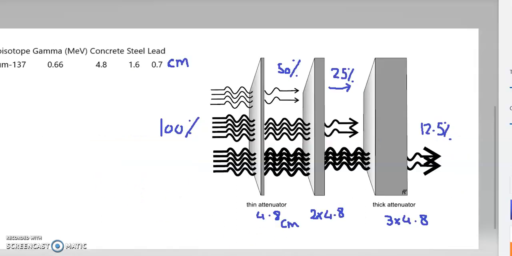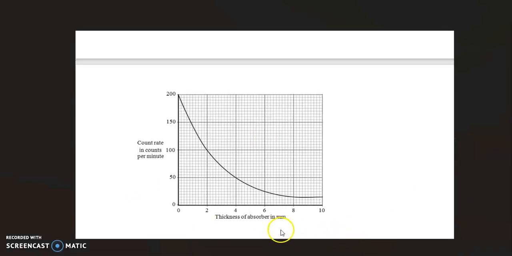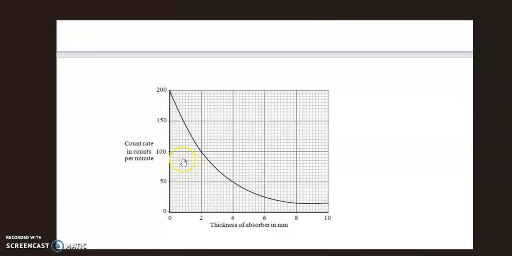So let me find the graph. Where is the graph? Here. So here I have a graph. On the vertical axis we have the count rate or the counts per minute, and on the horizontal axis we have the thickness of the absorber. So the count rate at the beginning is 200 when we don't have any shield here.